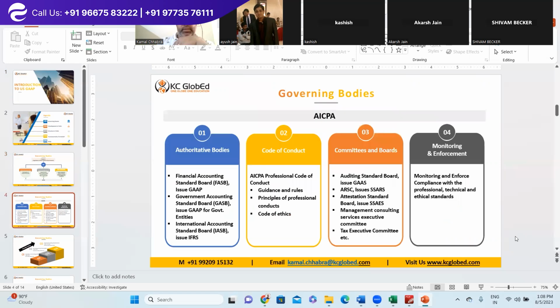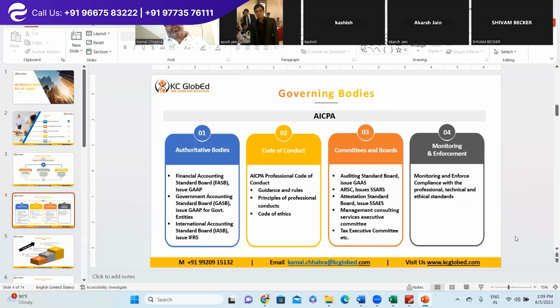Then after, the next body comes as AICPA. AICPA has 4 verticals: authoritative body, code of conduct, committee and board, and then monitoring and enforcement. In the authoritative body, there is a body called FASB, Financial Accounting Standards Board. And then there is another body called Governmental Accounting Standards Board, which is GASB. And then another body is called IASB, International Accounting Standards Board.